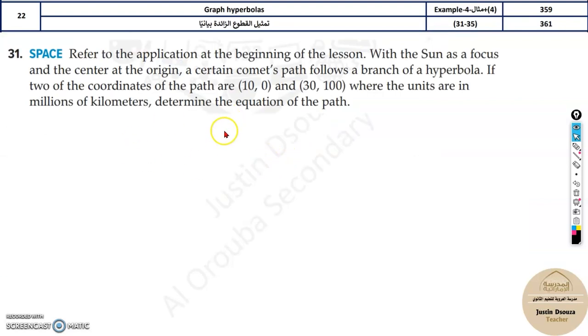Now let's do some other problems. See, now they have asked, refer to the application at the beginning of the lesson, with the Sun as a focus and the center at the origin.